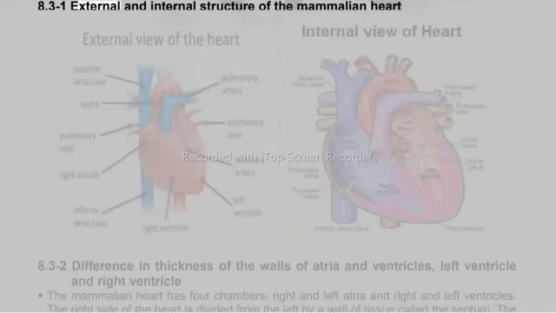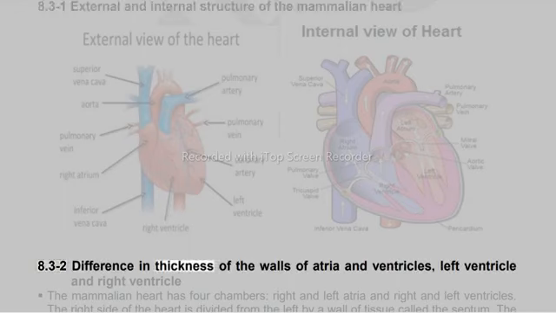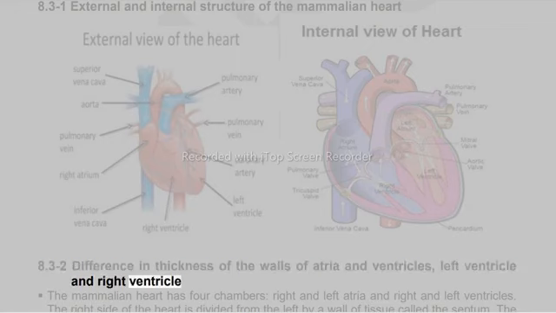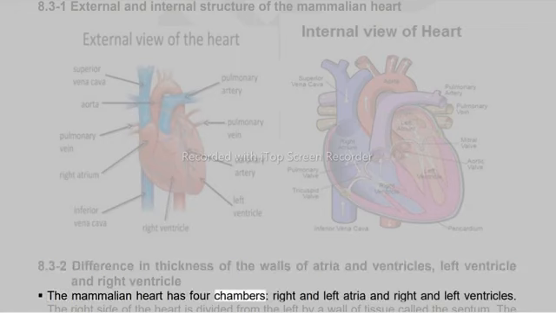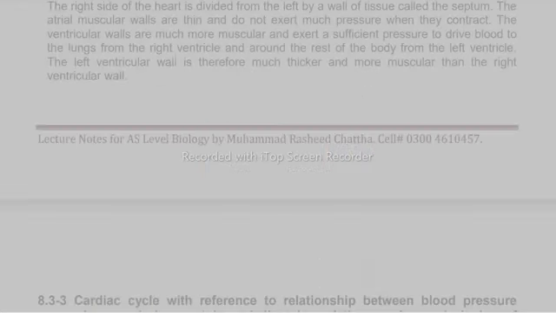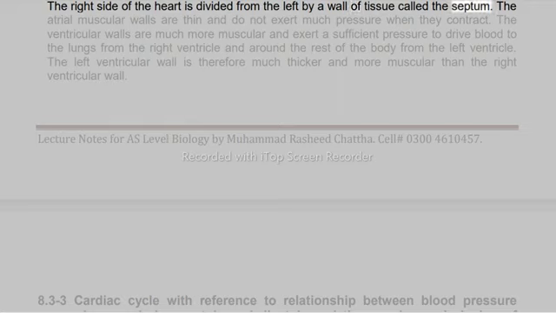8.3 (1) External and internal structure of the mammalian heart. 8.3 (2) Difference in thickness of the walls of atria and ventricles, left ventricle and right ventricle. The mammalian heart has 4 chambers: right and left atria and right and left ventricles. The right side of the heart is divided from the left by a wall of tissue called the septum.